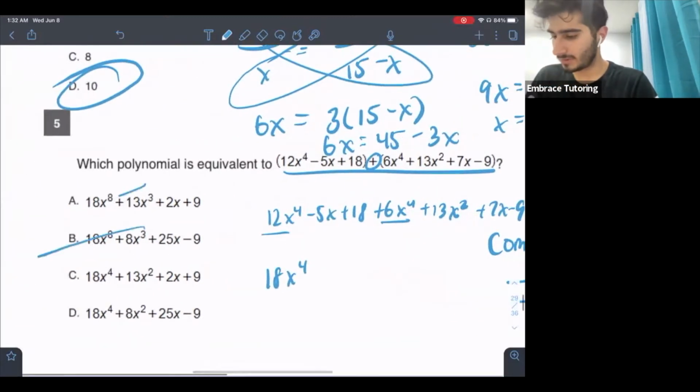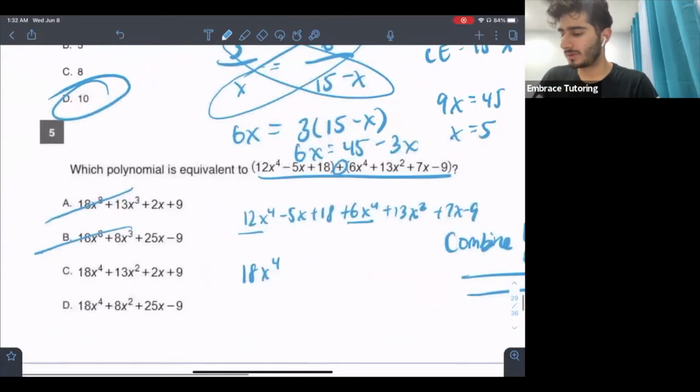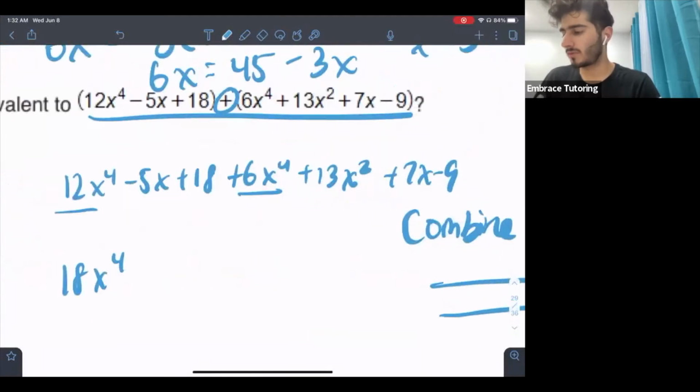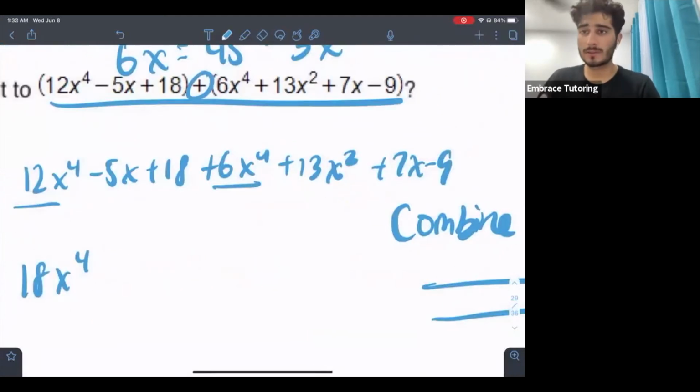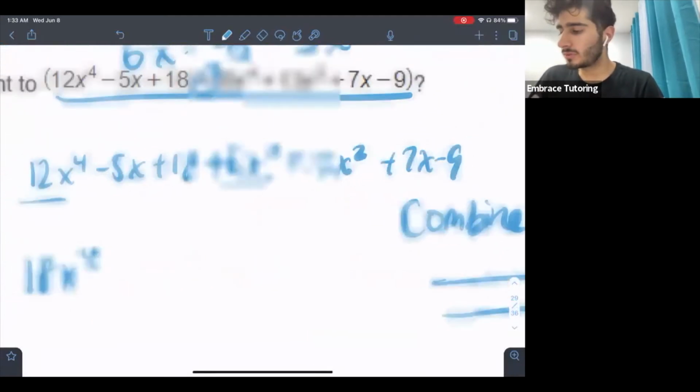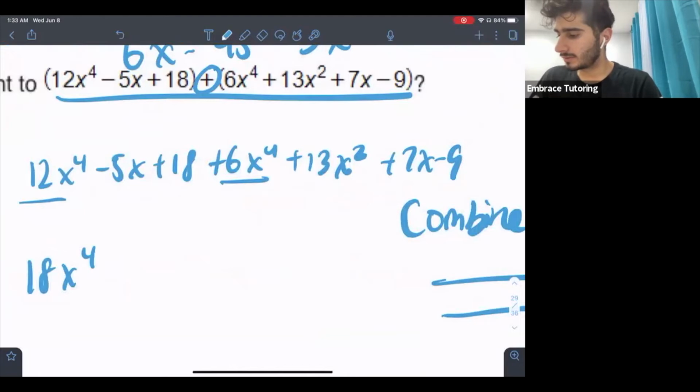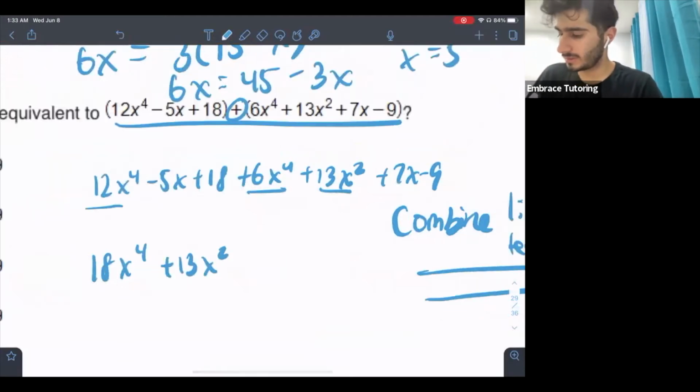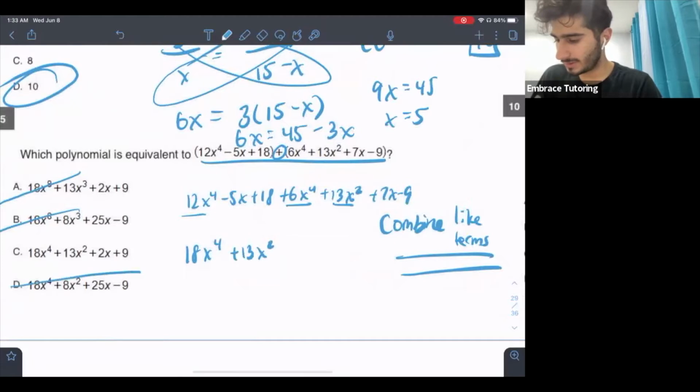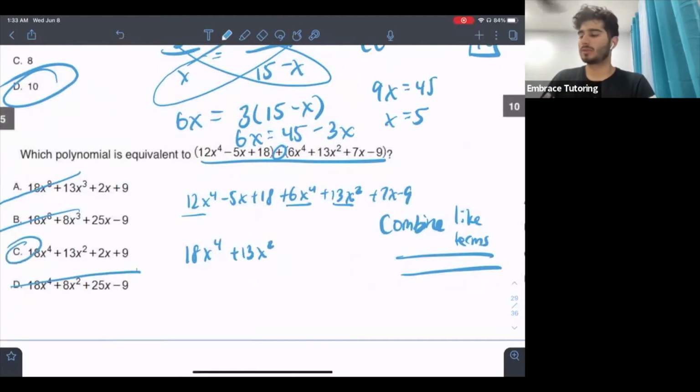You know, this is out and this is also eliminated because they don't match with 18x to the fourth. That's one way of doing it, canceling out choices. And then you would do the cubes. Are there any cubes? Nope. So then you go to the next exponent, and then you have the squared. 13x squared, so you get 13x squared. See if it's matching. No, this D isn't matching. We know C is our answer, but we can double check.